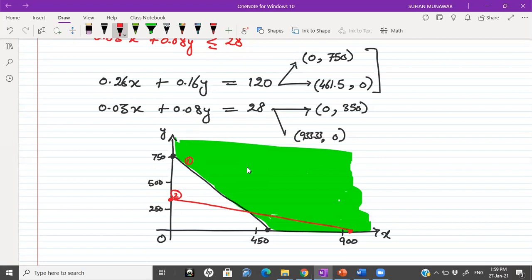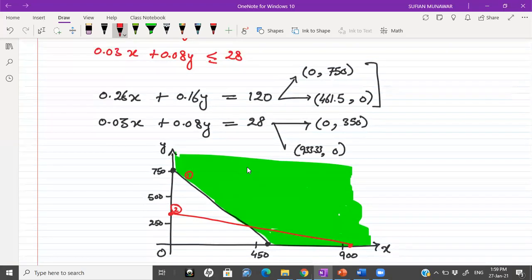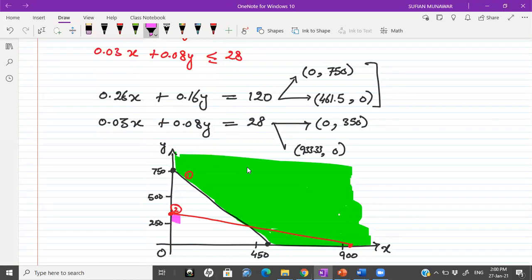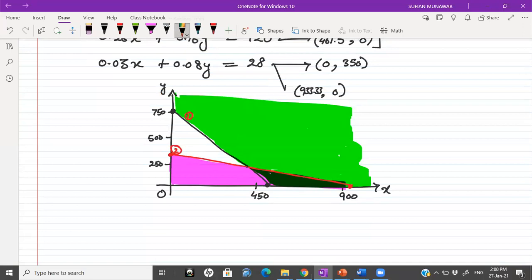Is the area below or above? Below. I put 0, 0, and it satisfies the inequality, so the area is beneath the line. If I shade it pink, you can see the dark, common area. So the common area between both the inequalities is now visible.